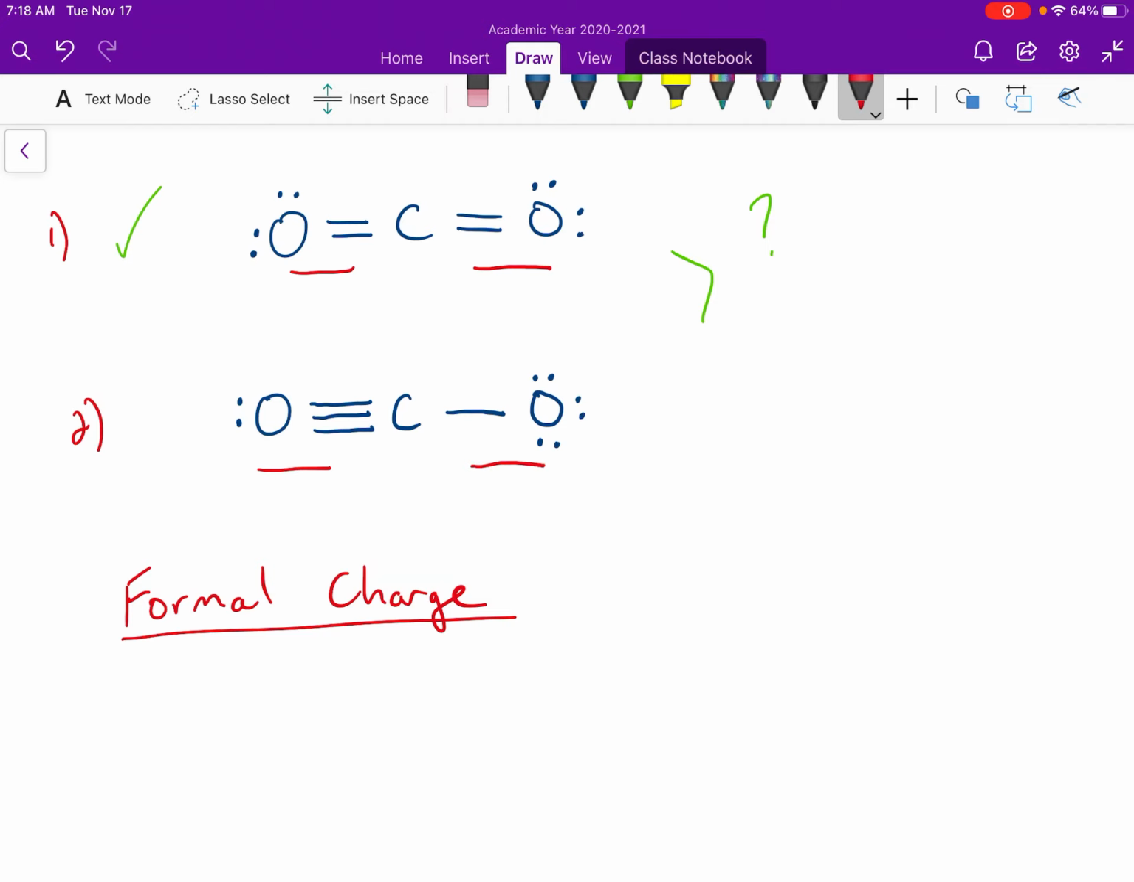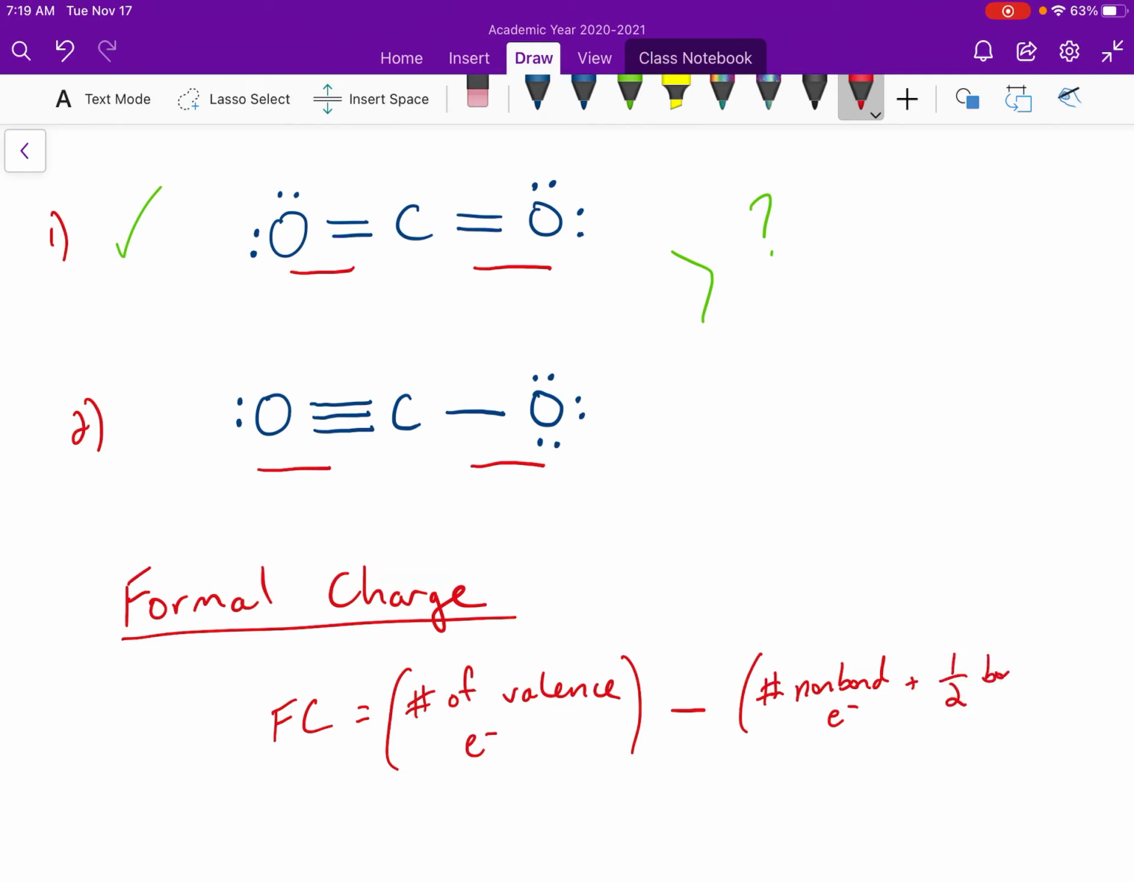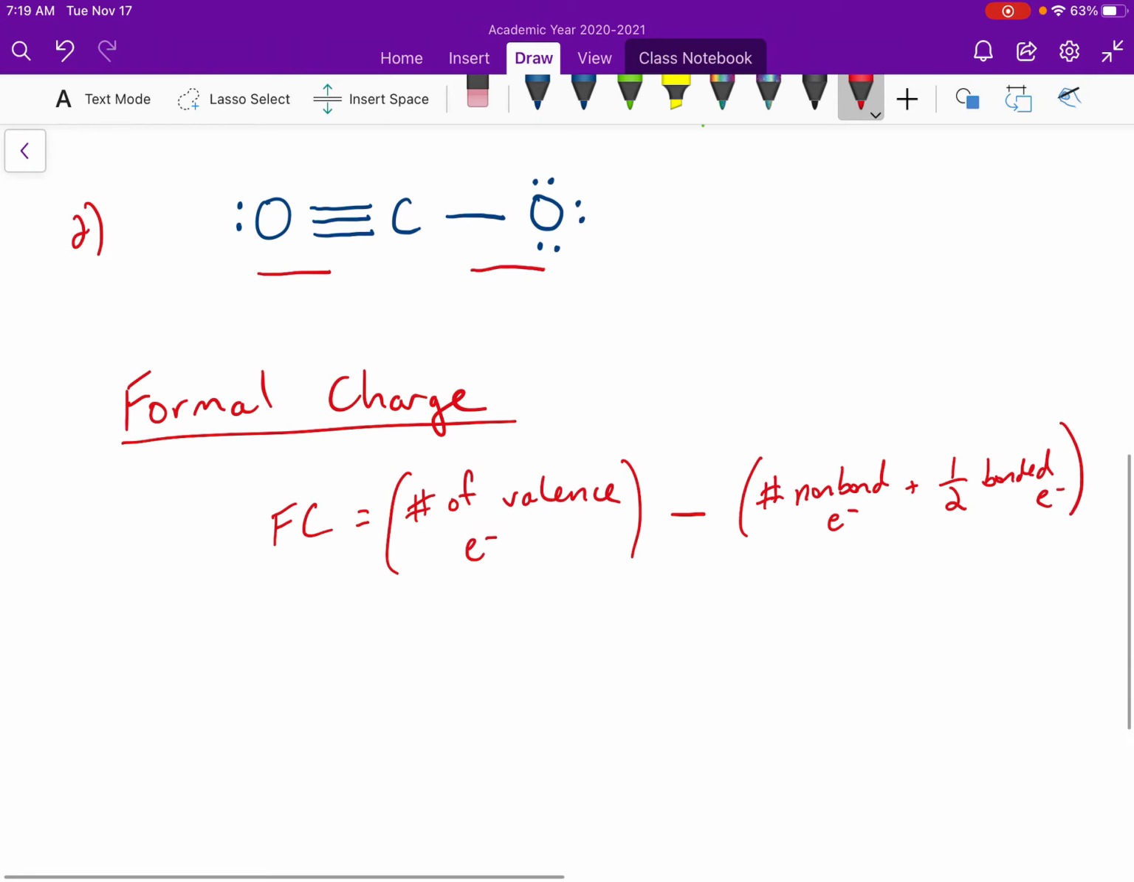By definition, formal charge, FC, equals, there's a little bit of a formula here, the number of valence electrons minus the number of non-bonding electrons plus 1/2 of the bonded electrons. We'll show you what this means in a second.